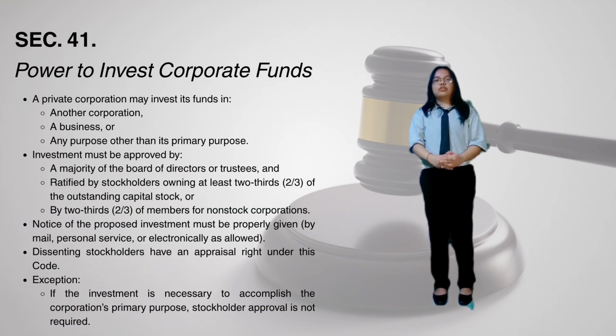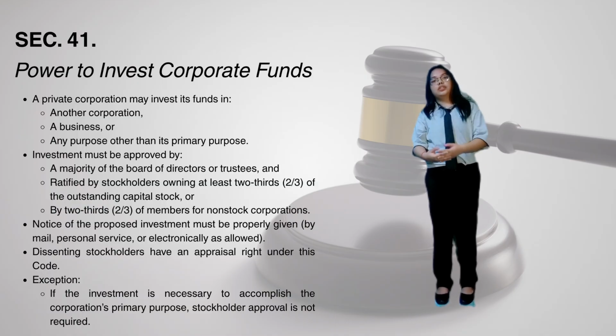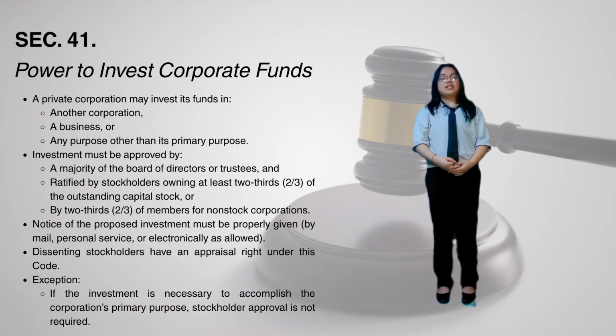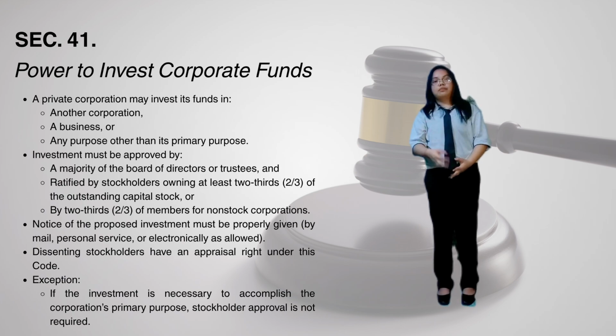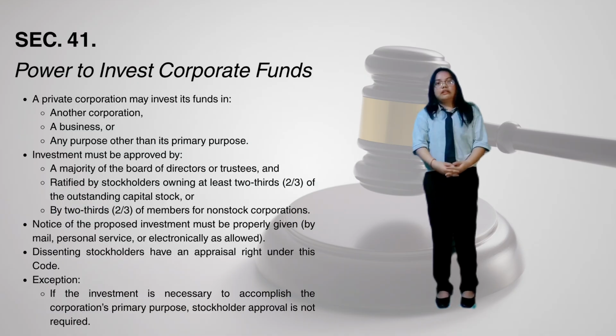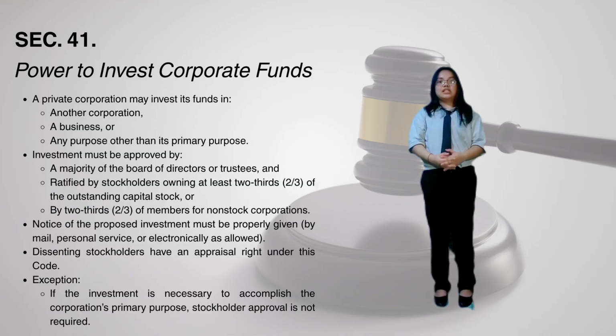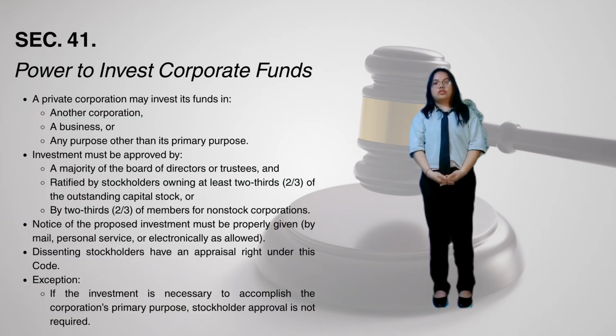Section 41, Power to Invest Corporate Funds. This allows a private corporation to invest its money in another corporation, business, or any other purpose that is not its main purpose. So for example, if a company's main purpose is manufacturing, then it can still invest in a tech company or small cafe as long as it follows the rules.